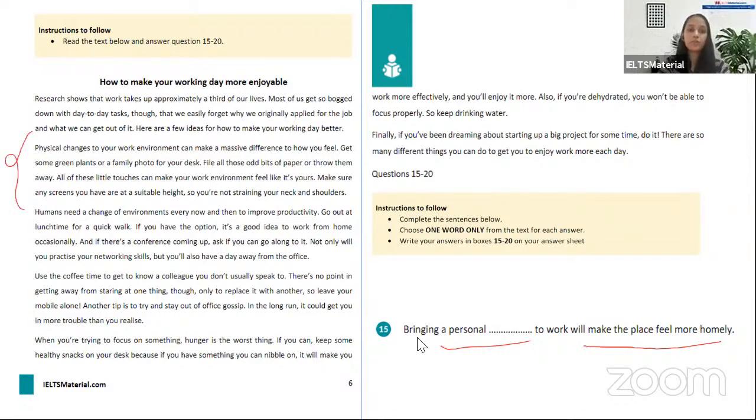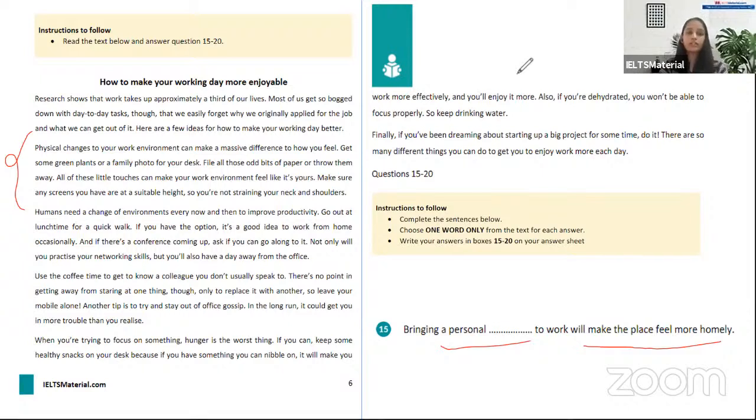I'll give you some time to go through the passage, and then I'll help you with how to solve this. Make sure that you scan the keywords, stick to the word limit, and give the grammatically correct answer.